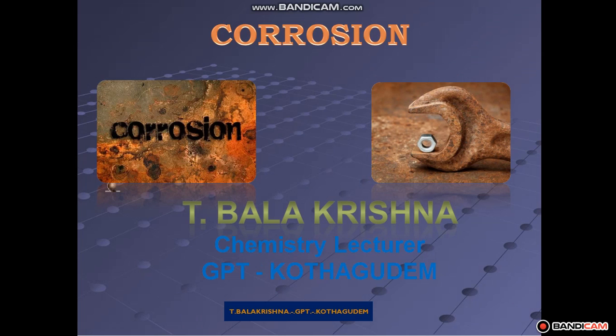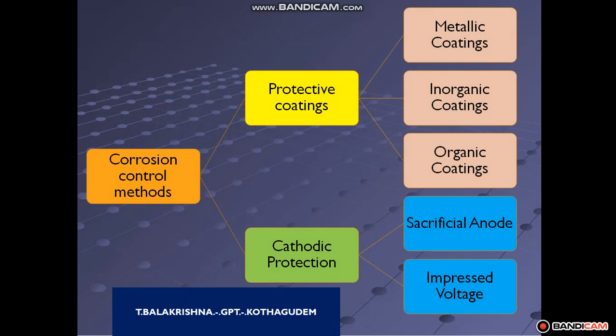Today our topic is corrosion control methods. There is a heavy loss of metal in the world due to corrosion. It is essential that corrosion be eliminated in order to prevent the heavy loss. It is not possible to prevent corrosion, but it can be minimized or controlled to some extent.